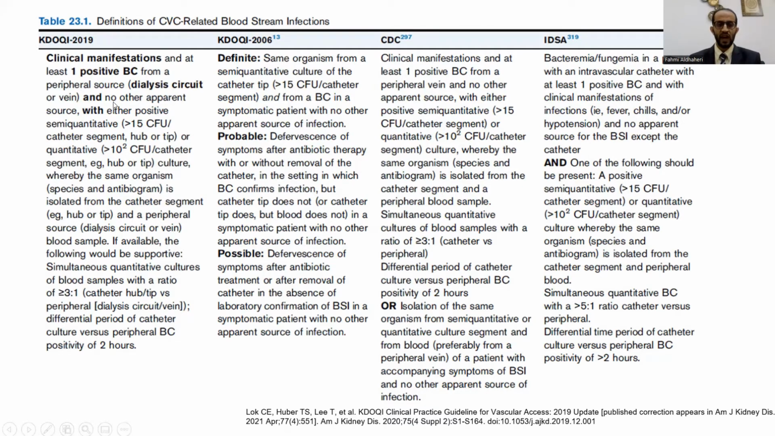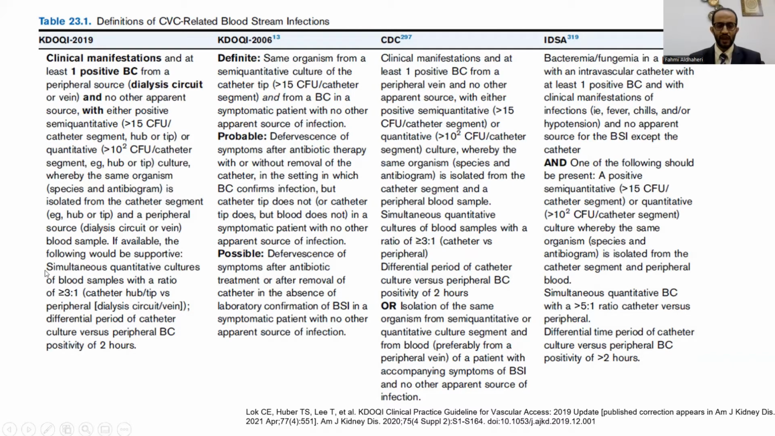Let's continue the definition. And no other apparent source, with either positive semi-quantitative culture, which is defined as more than 15 colony forming units per catheter segment, hub, or tip, or quantitative culture, which is defined as more than 100 colony forming units per catheter segment, for example hub or tip culture, and it should be the same organism isolated from the catheter segment and from the peripheral source.